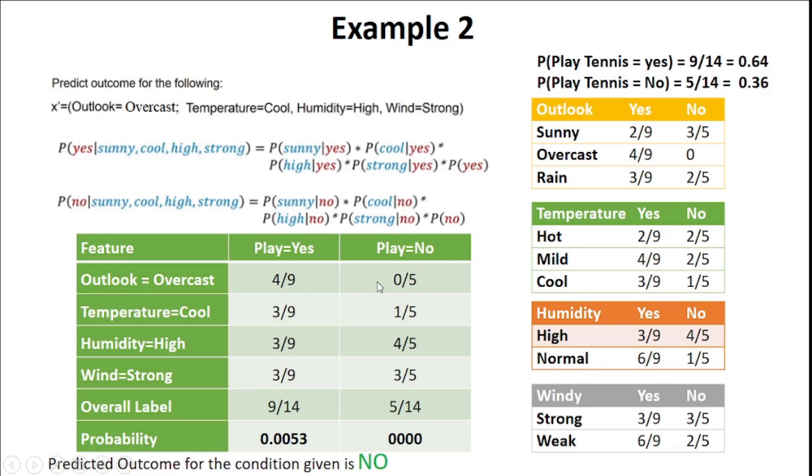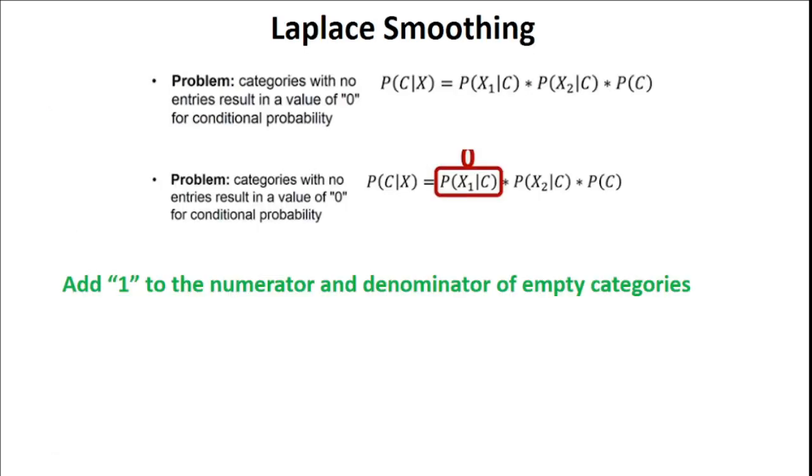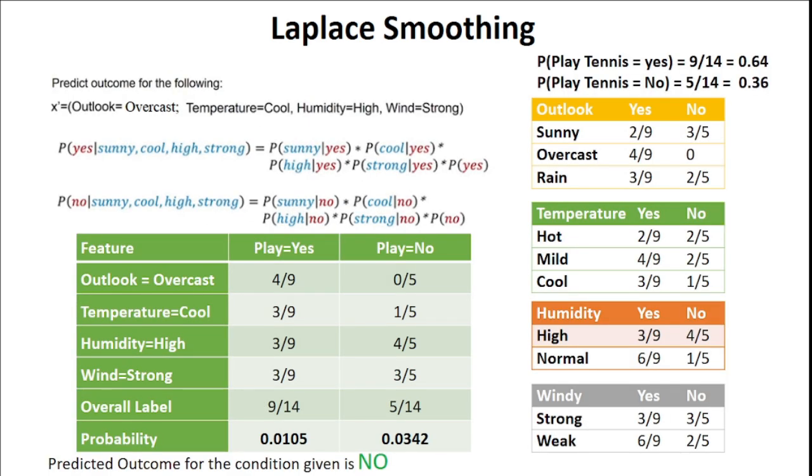If any one probability term becomes 0, the whole condition becomes false. You should not consider it like this. For that case only, we introduce a term called Laplace smoothing. If the probability of a particular term becomes 0, we need to add 1 to the numerator and denominator for that empty category. For outlook overcast, you need to skip this term and calculate for the remaining terms. It will become 1 by 1, right? Then the answer will be 0.0342.